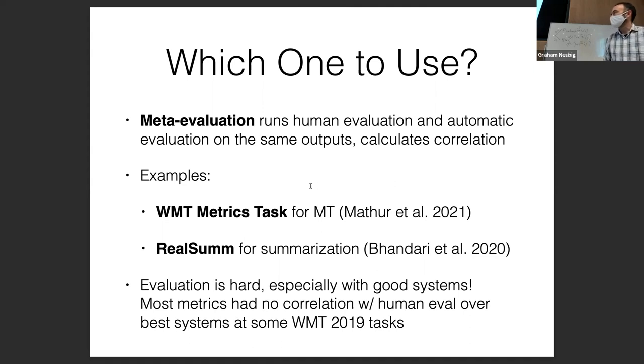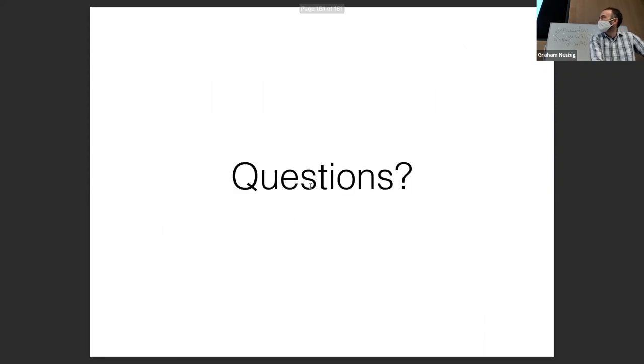Evaluation is very hard, especially for good systems. I said this already. Most metrics had no correlation with human evaluation over some of the best systems at the WMT 2019 tasks. This was a really big result. It was very impressive, where you can see that basically almost every metric we had was anti-correlated with human evaluation for the very best systems. Fortunately, in 2020, many new evaluation metrics came out as a result of this. Everybody was like, oh, we really need to work on evaluation. So now we have many more options, but it's something you need to be very careful about if you actually care about your system.